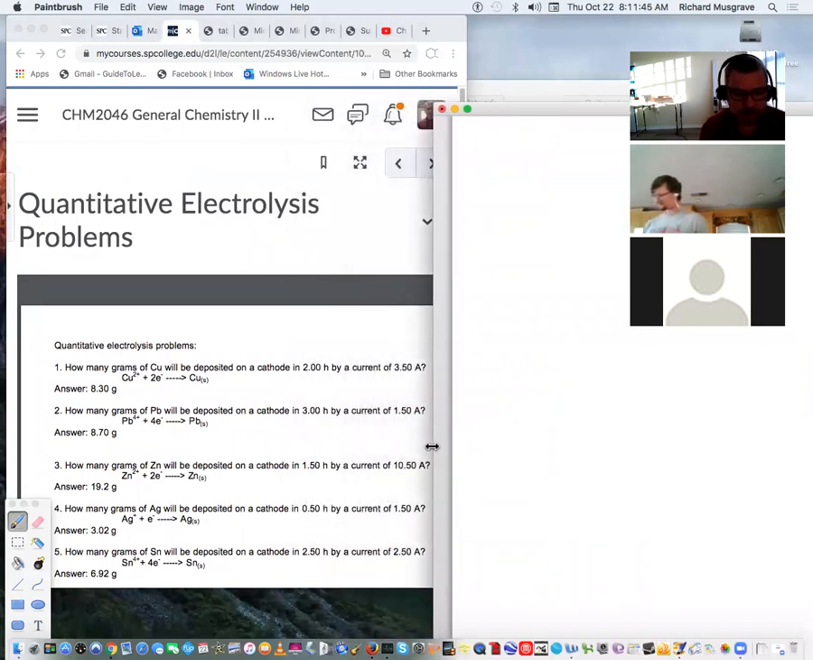So I'll do number 5 down here. Now this has answers. Oh, you can see the answers are already here. It doesn't have the working, but I'll show you the work. It's all the same pretty much. But if you've got 2.50 amps, that's 2.50 coulombs per second.